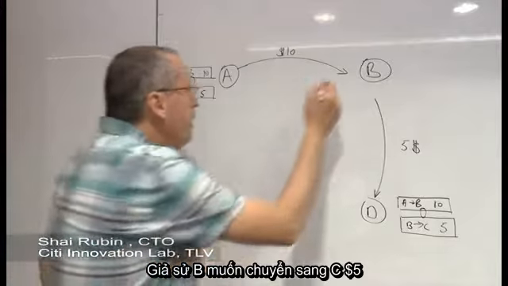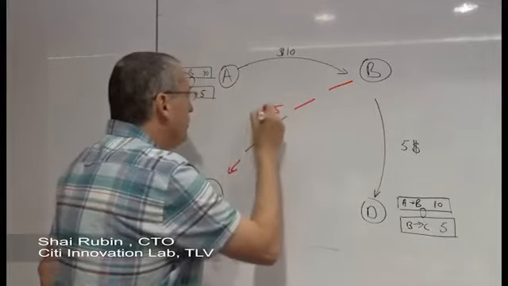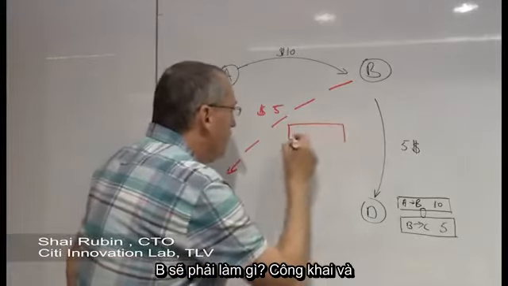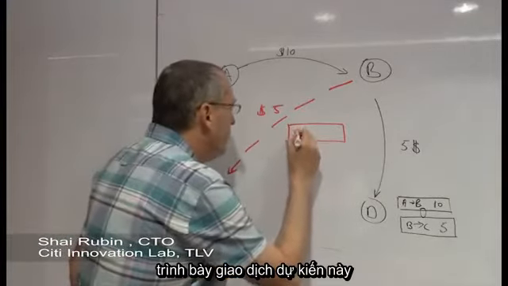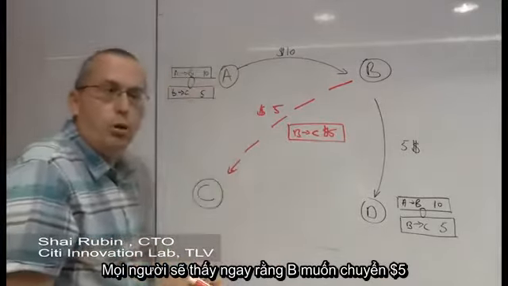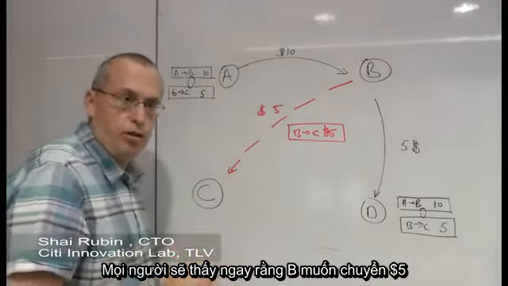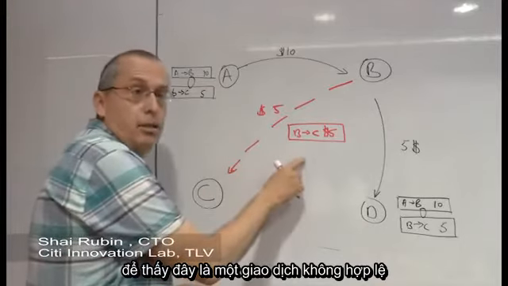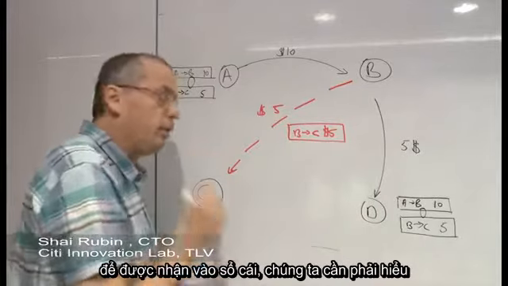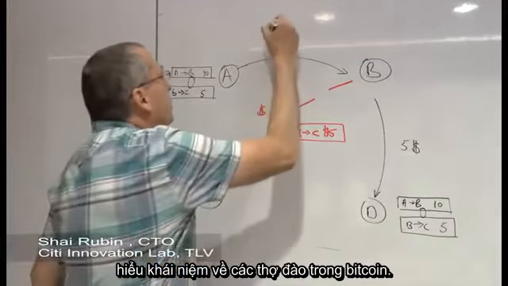Let's say that B wants to move to C $5. What is B going to do? B is going to publish and broadcast this intended transaction to the network. Everyone in the network will see immediately that B wants to move $5 to C. This is an unvalidated transaction. It is not getting into the ledger yet. In order to get into the ledger, we need to understand the concept of miners in Bitcoin.